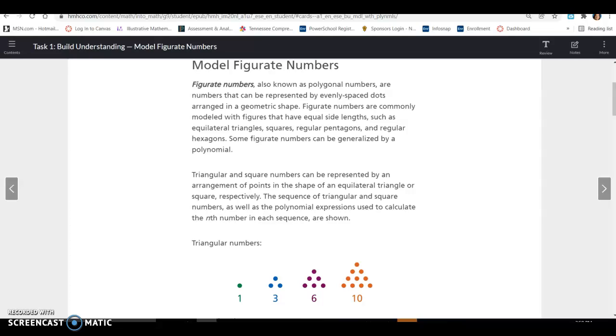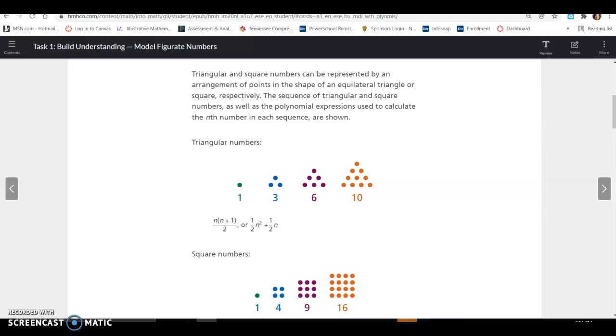Triangular and square numbers can be represented by an arrangement of points in the shape of an equilateral triangle or square, respectively. The sequence of triangular and square numbers, as well as the polynomial expressions used to calculate the nth number in each sequence, are shown. So for a triangular number, we start with one dot, and then 3 dots, and then 6, and then 10. You can see that these are equilateral triangles.